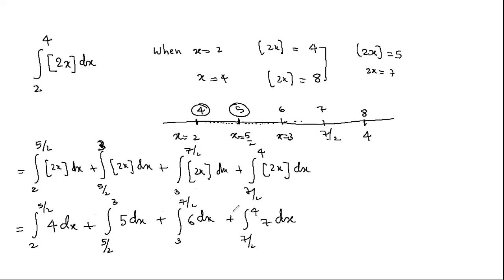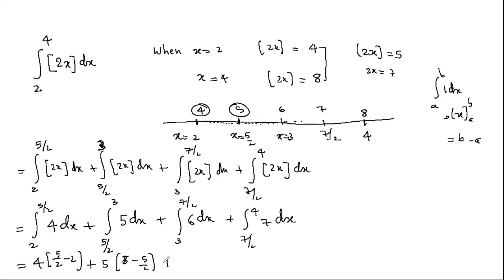Now you can integrate them and get your answer. What is the integral a to b of 1 dx? I'll teach you the shortcut. Tell me, what is the integral a to b of 1 dx? B minus a, yes. We have done this before. So I can write 4 into 5 by 2 minus 2, plus 5 into 3 minus 5 by 2, plus 6 into 7 by 2 minus 3, and this is 7 into 4 minus 7 by 2.